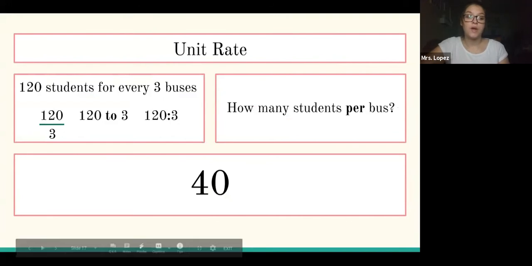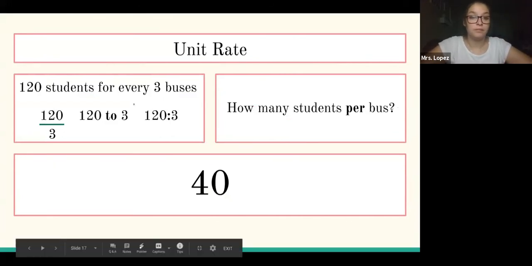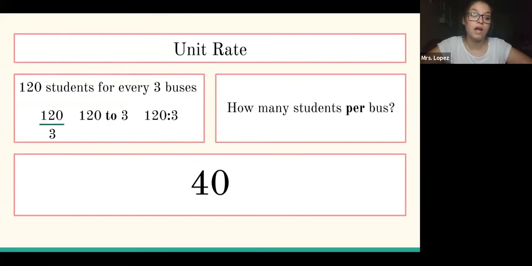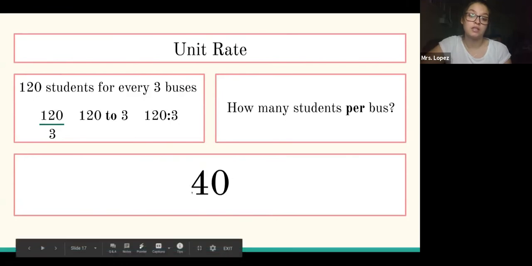So just going over the question we had before. A unit rate of 120 students for every 3 buses is 40 students per bus. You could also find this rate by dividing the first term, 120, by the second term, 3. These are the 3 ways you can write a ratio: 120 over 3, 120 to 3, or 120 colon 3. So we want to know how many students per bus. That means how many students are in one bus. So we're going to divide 3 into 120. How many times does 3 go into 120? It goes into there 40 times.